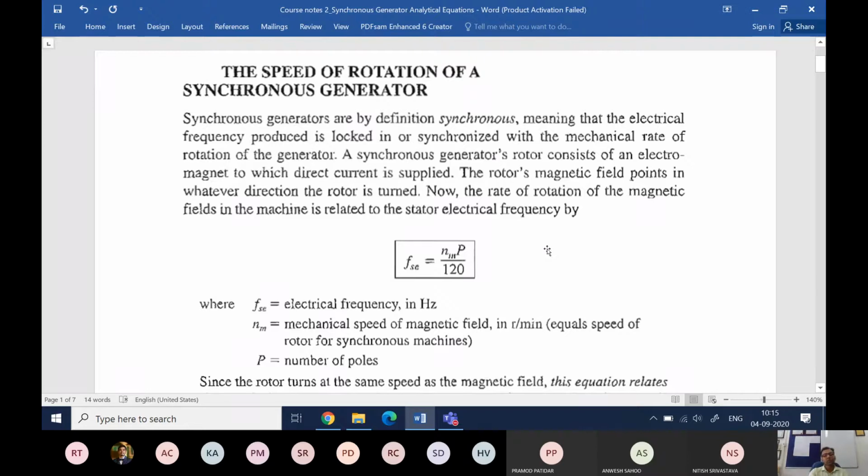Whereas your turbo generators, which are used with steam turbines in thermal power plants, usually have either 2 or 4 poles. They are usually 2 or 4 pole machines. So the synchronous speed will be either 1500 RPM or 3000 RPM.